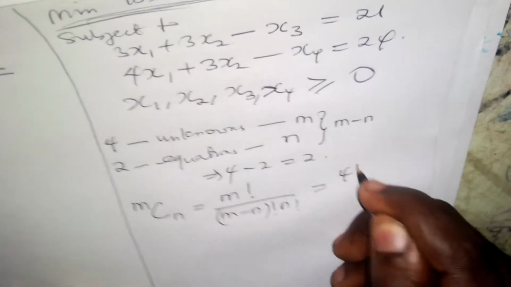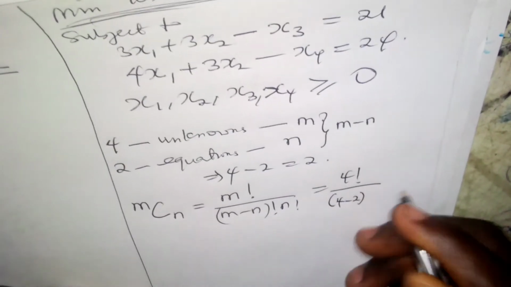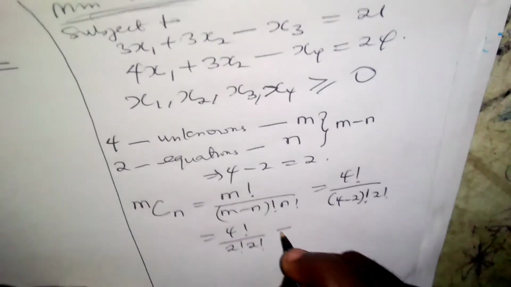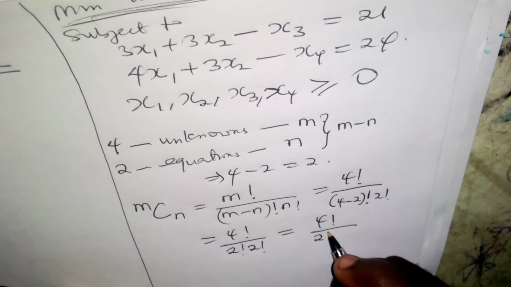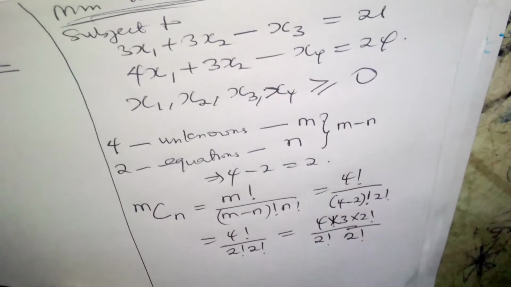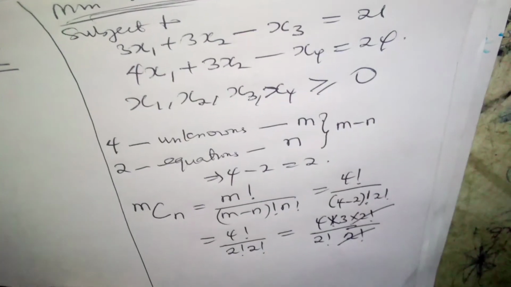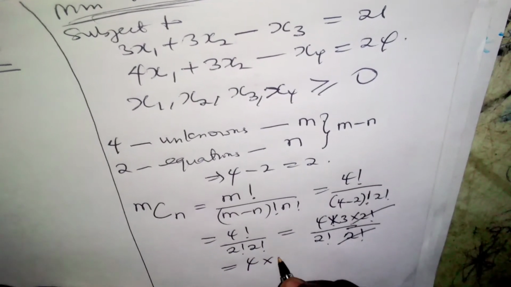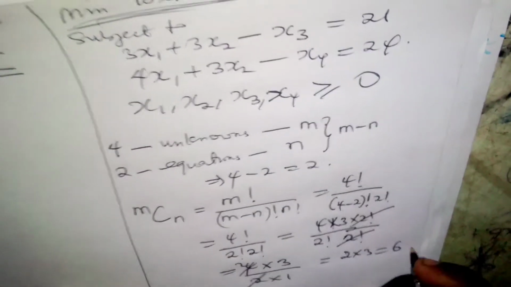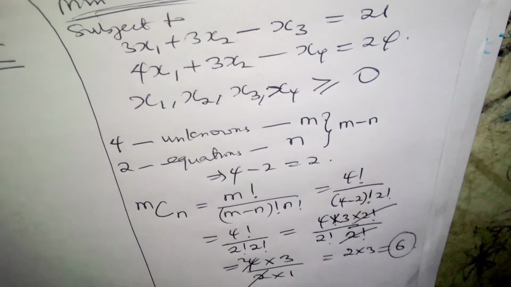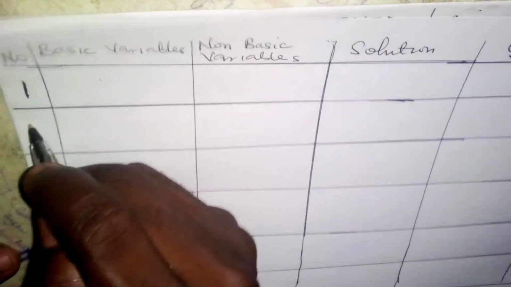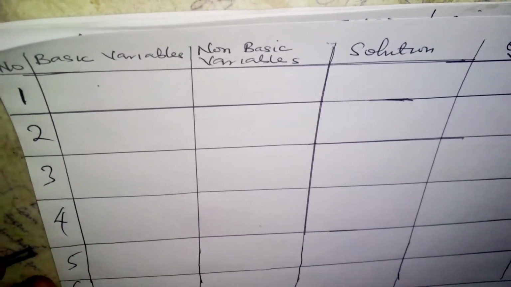Our m here is 4, minus n, which is 2, then 2 factorial. At the end of the day, we're going to have 4 factorial over 2 factorial, 2 factorial. Then we have 4 factorial over 2 factorial, which is 4 times 3 times 2 factorial, because we know that there is 2 factorial here, so we end it at this stage so that this can cancel out. Then we are left with 4 times 3 over 2 times 1, which will give us 6. So we're going to have possibly 6 combinations, which will go back to what we are having here: 1, 2, 3, 4, 5, 6.